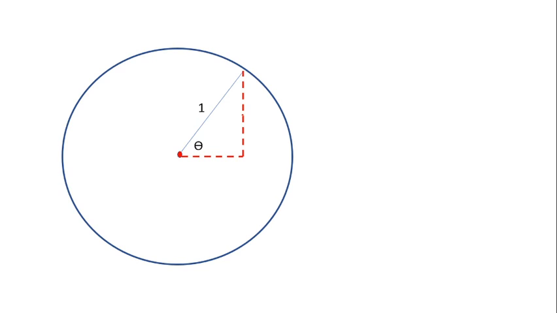Now this length here is sine theta is equal to this length divided by 1. Now this length divided by 1 is obviously this length. So this length is just sine theta. And similarly, this length here divided by 1 is equal to cosine theta, so this length is cosine theta.